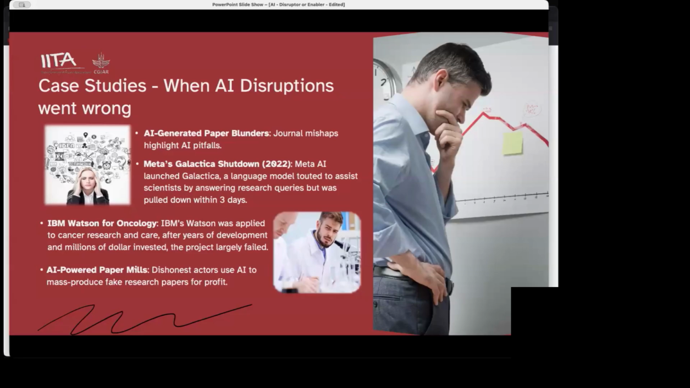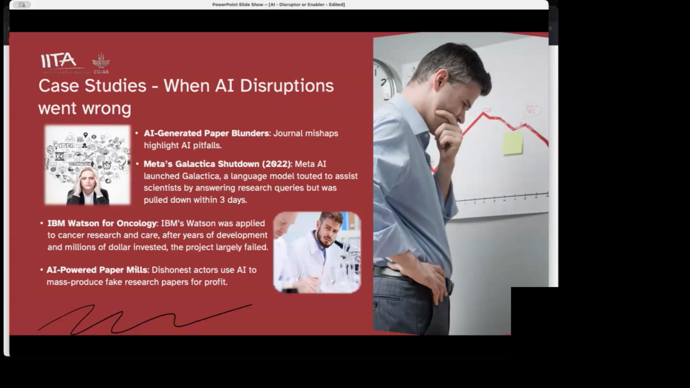These cautionary tales show the consequences of the pitfalls that we just discussed, like AI error or lack of oversight, and remind us why we need to be very careful. So here are some notable instances where AI's role in science or research had embarrassing or negative outcomes. These case studies show why we need to integrate AI carefully and thoughtfully.